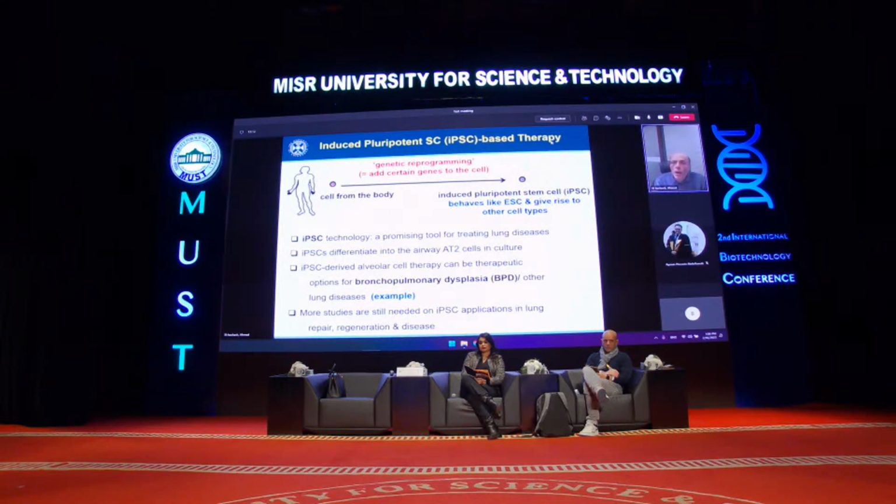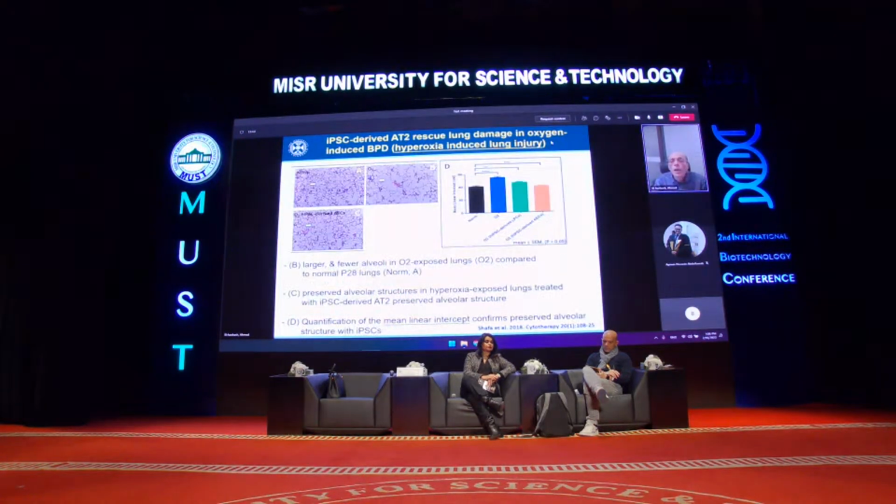The third example of the application of stem cell therapy in the treatment of respiratory system diseases is the use of induced pluripotent stem cells. You know that induced pluripotent stem cells, we get them from any part of our body, like from the skin, and induce their pluripotency by activation of some genes like NANOG or OCT4. So we get iPSCs, and we can inject these iPSCs into our animal model of some diseases like bronchopulmonary dysplasia, and we can see the difference.